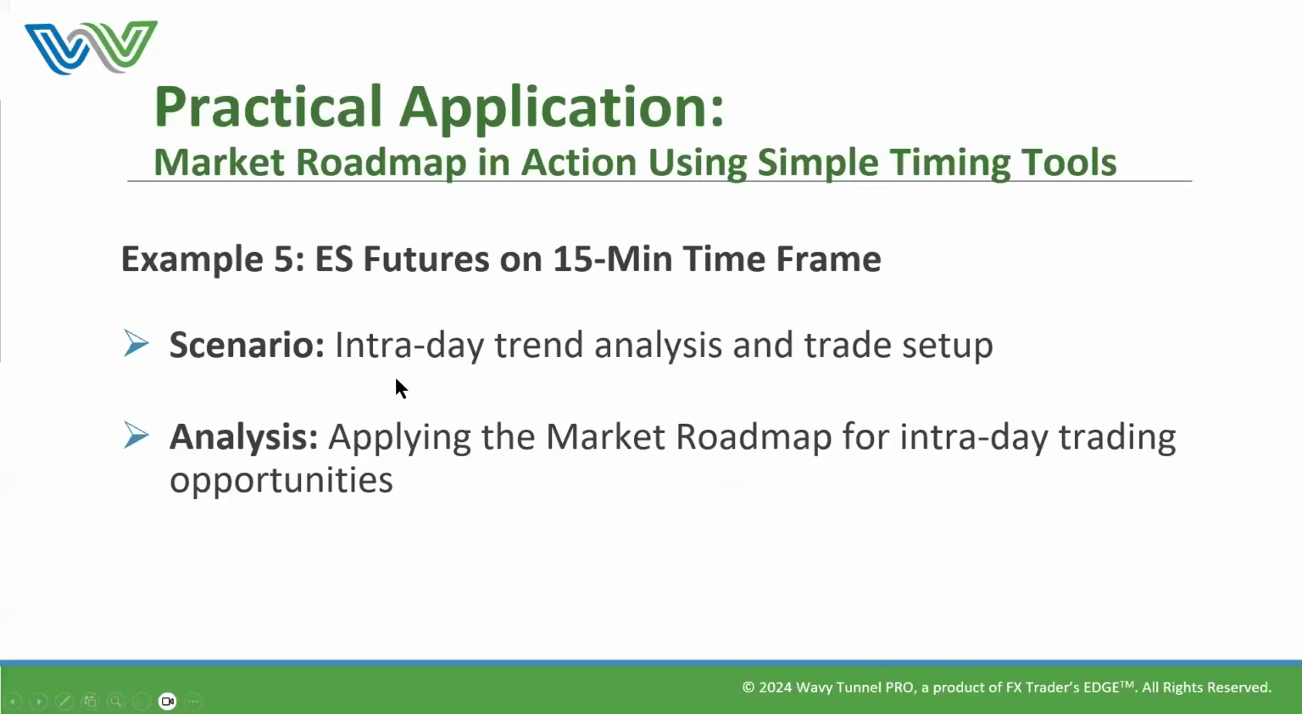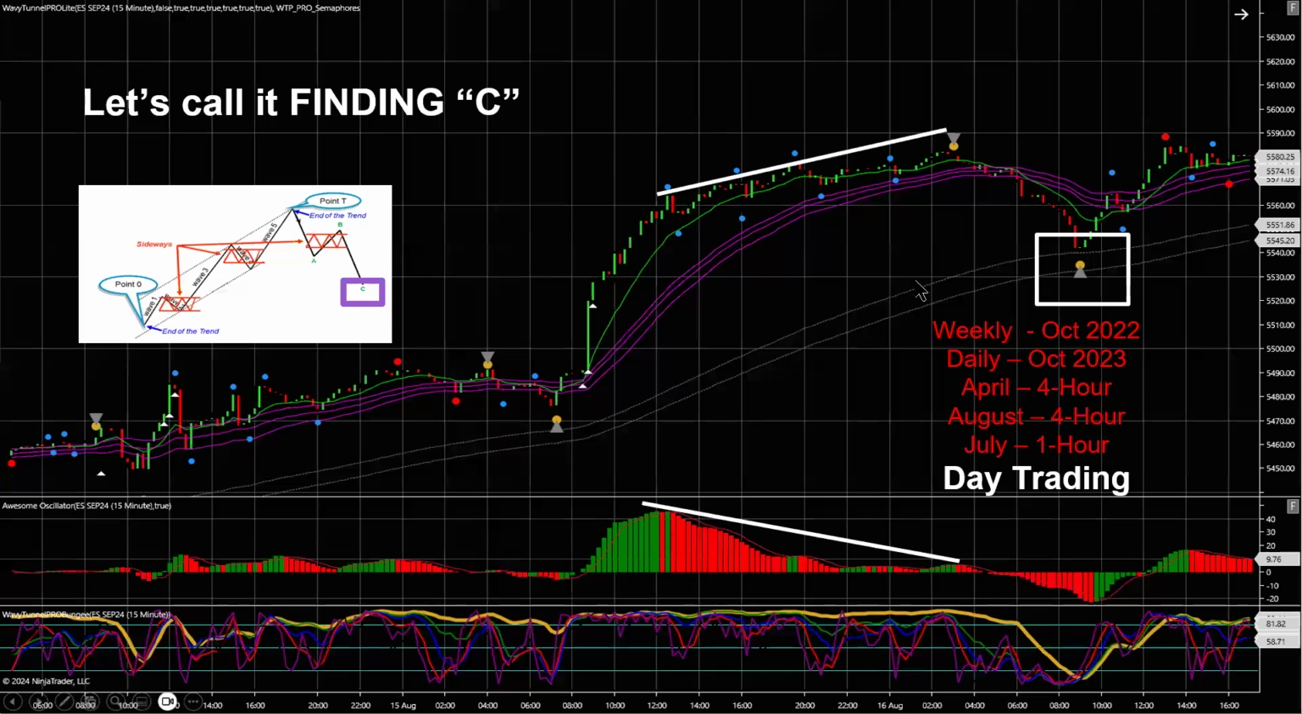Now, day trading, example number 5, ES futures on a 15-minute time frame, intraday trend analysis and trade setup, applying the market roadmap for intraday trading opportunities. So this is the same. It's the same market roadmap. And here we are. This is a 15-minute chart. We had the purple arrow up here. It turned to gray because we made a new high, and then the market came down to the tunnel.